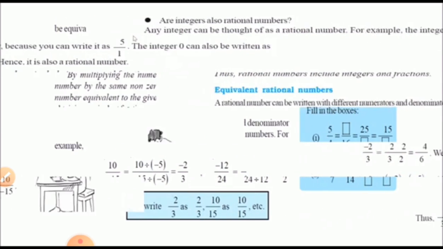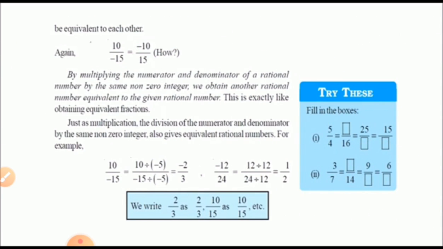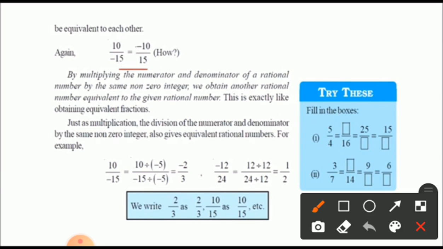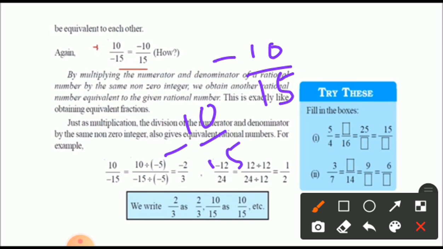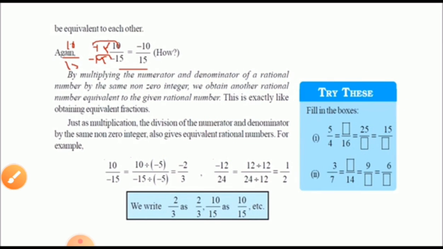Easy? Yes, my dear students, it is so easy. Again we can do 10 upon minus 15 is equal to minus 10 upon 15. The final answer remains minus 10 upon 15. Can you write it this way, or 10 upon 15? Isn't it? Or you can write 10 upon minus 15. All the meanings are the same. Easy? Correct.